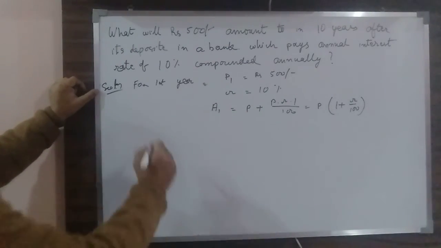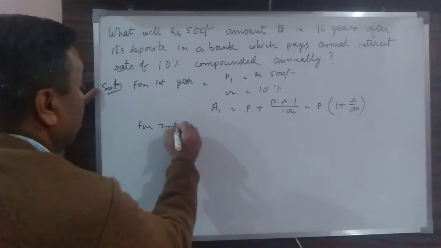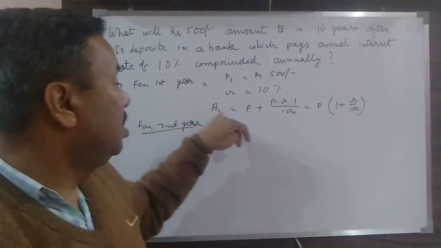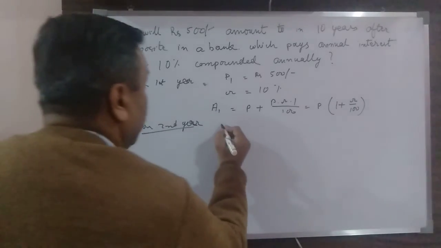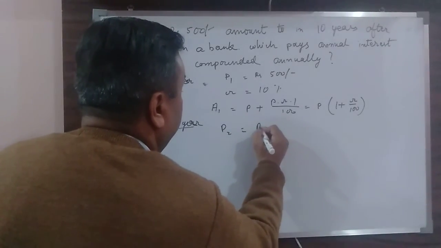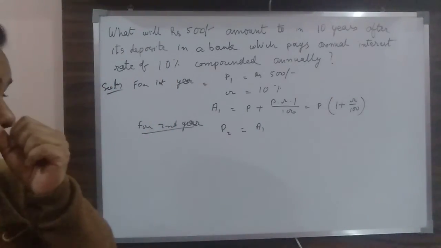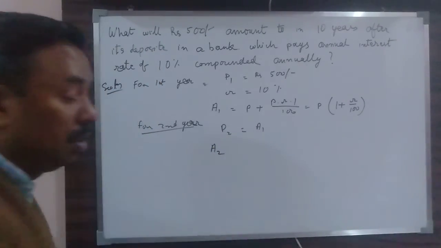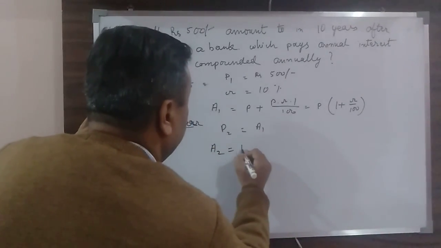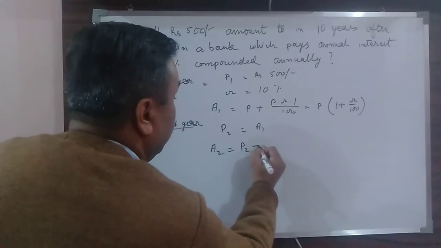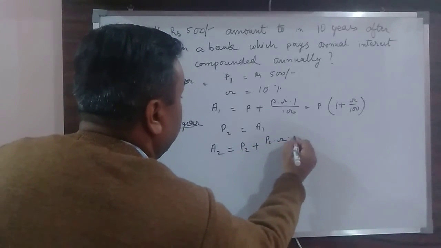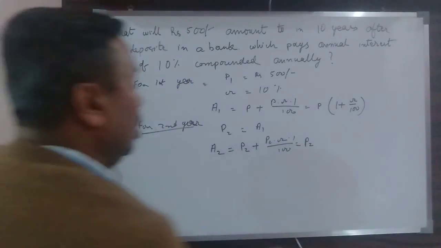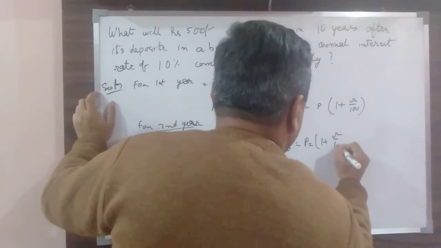Okay. Now for the second year, as I told you, whatever the amount is, this will become the new principal. So for the second year, your new principal is A1. The principal is A1, and the rate of interest is the same. So the amount after 2 years, that is A2, will be P2 plus P2 into R into 1 divided by 100, or I can say P2 multiplied by 1 plus R by 100.